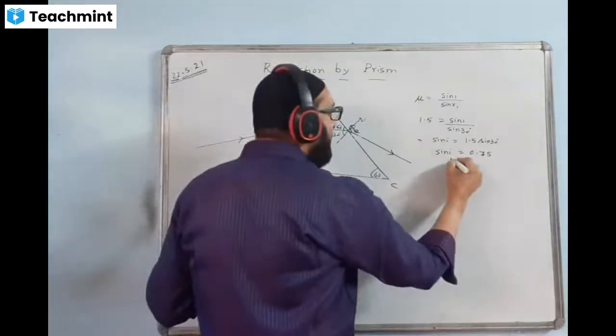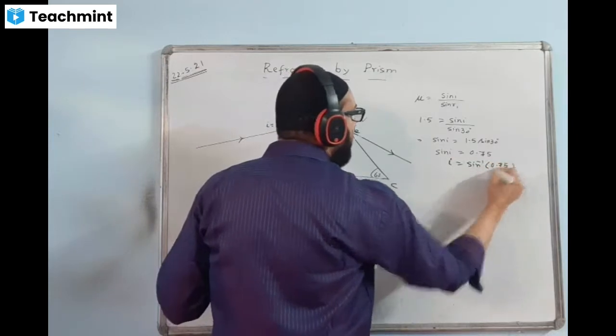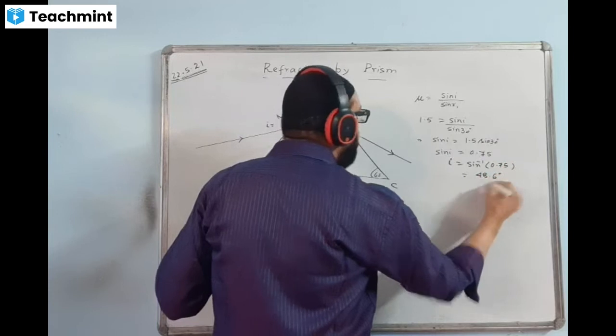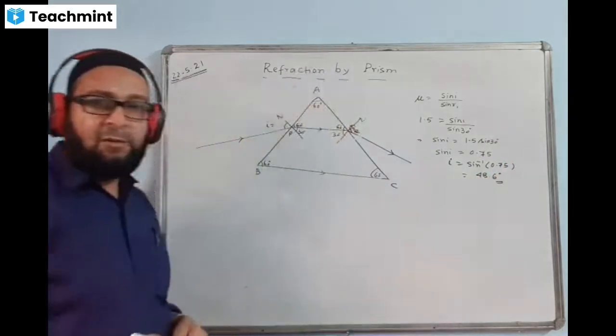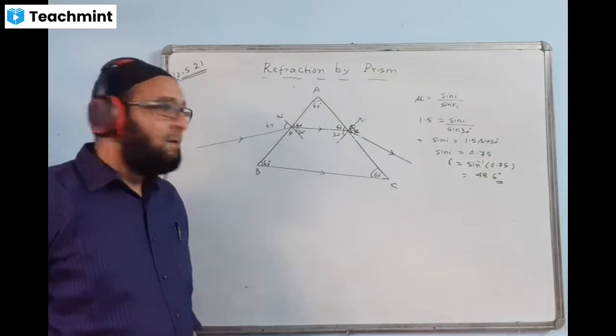Therefore, the value of I will be sin inverse of 0.75. Use a calculator and check the answer. I'm sure the answer will come 48.6 degree. If you have a calculator to use, please use it.